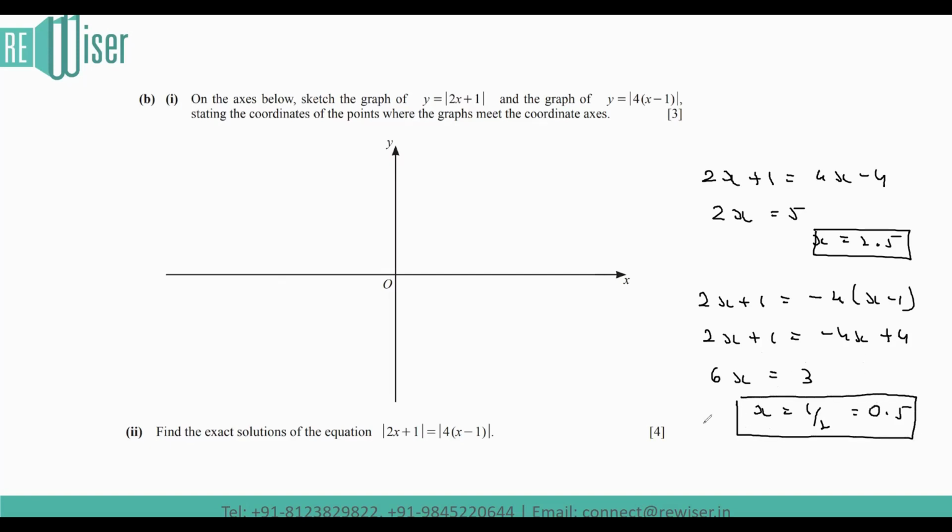The marking scheme says writing this expression correctly, you get 1 mark, and 1 mark for this answer. Again, writing this expression correctly, you get 1 mark, and 1 mark for this. This is how you score full 4 marks in this question.